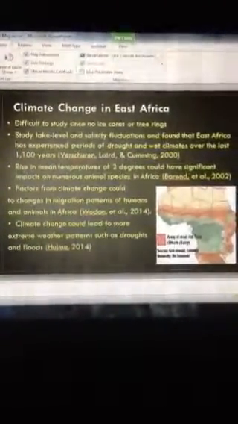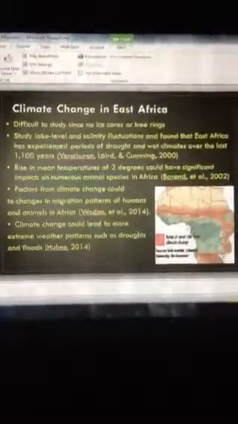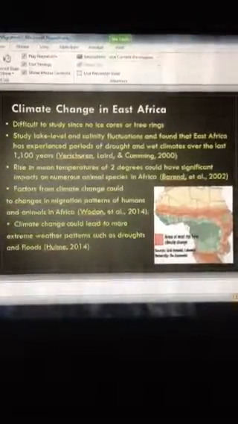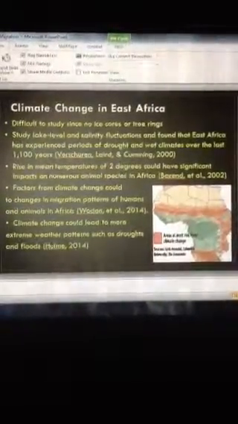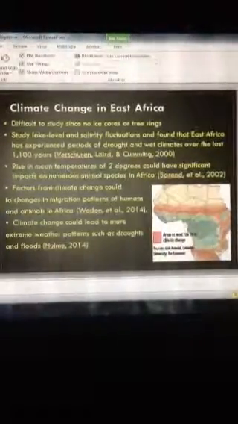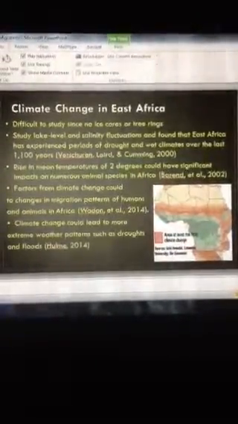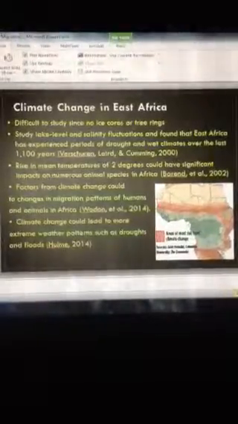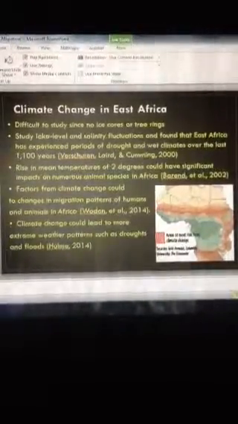Climate change in East Africa is a new issue of study. Climate change is actually really hard to study in Africa because there are no ice cores or tree rings to study. Mainly, climate change has been studied using lake levels and salinity of Lake Tanganyika, and it's been found that there have been cycles in climate from droughts to rainy seasons.